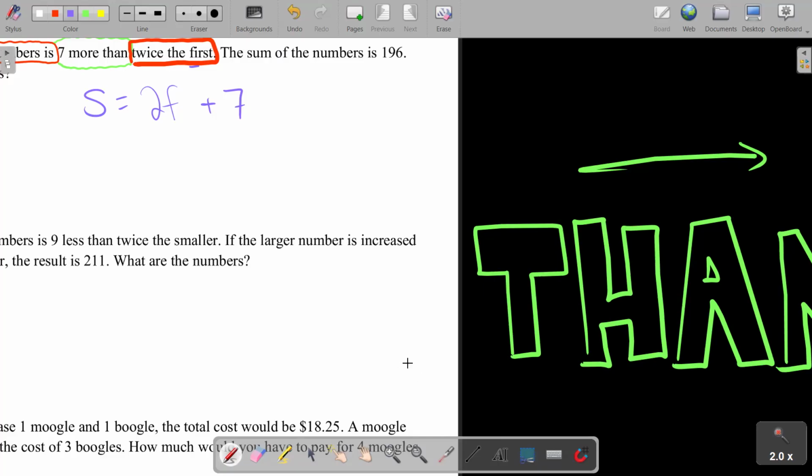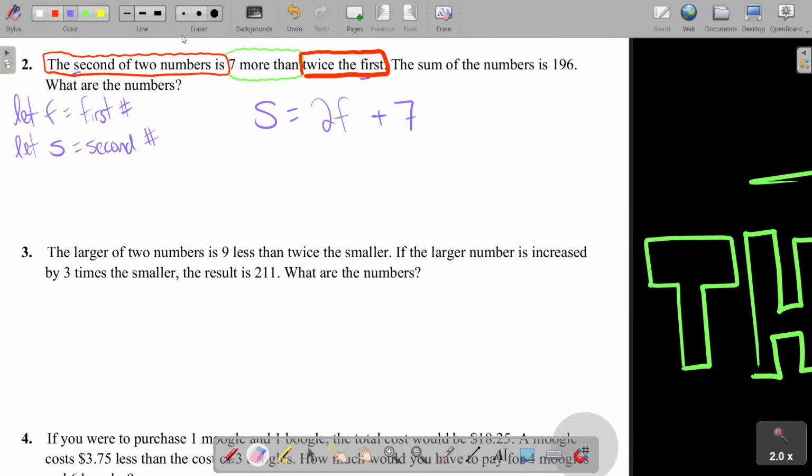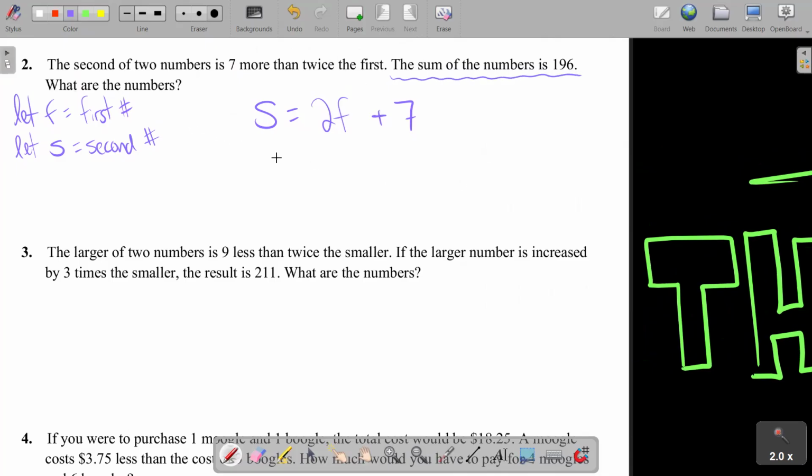We need to write another equation. This other one should be, I think, pretty simple by this point, having seen it just in the last problem. How are we going to tackle the sum of the numbers is 196? S plus F. The sum of the numbers is 196. Sum of the numbers just means add them together, right?